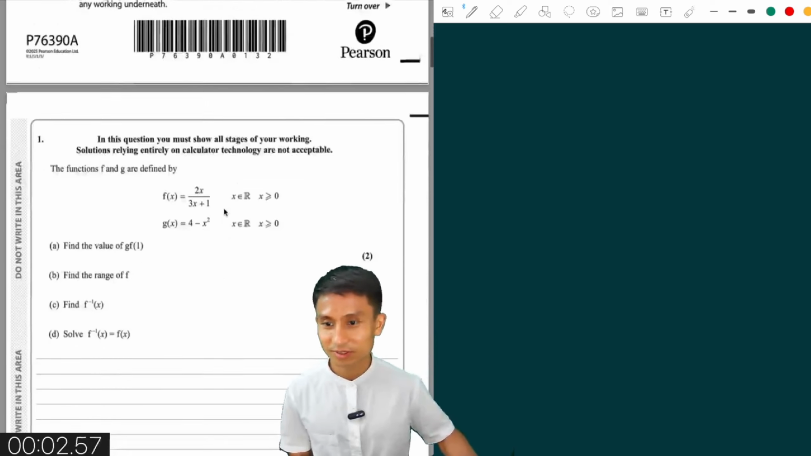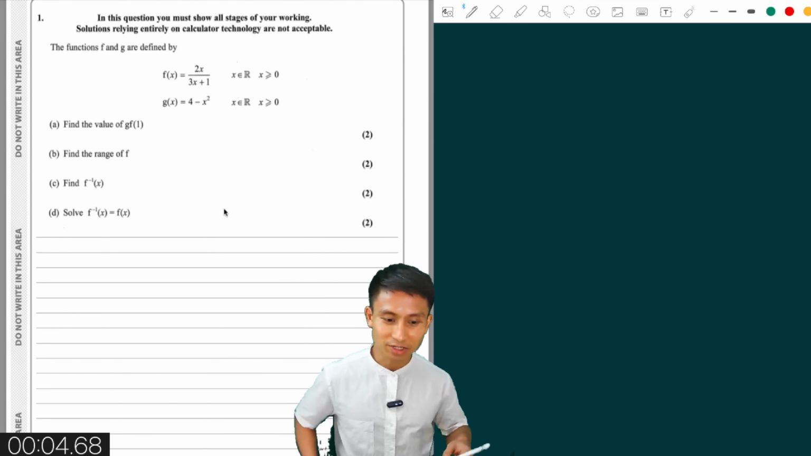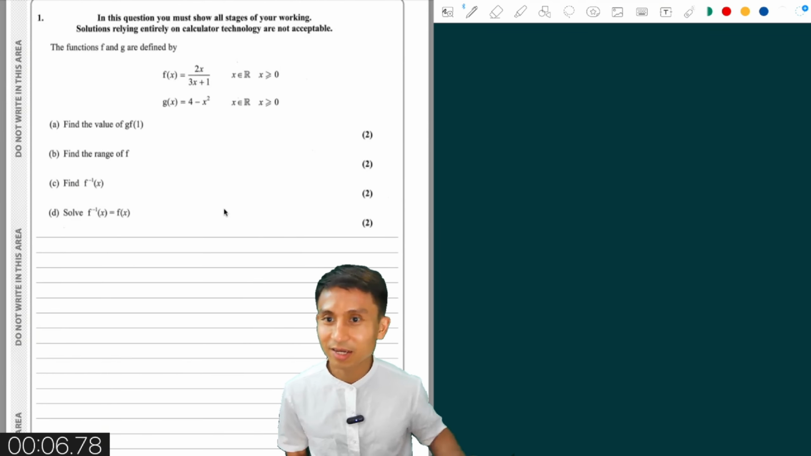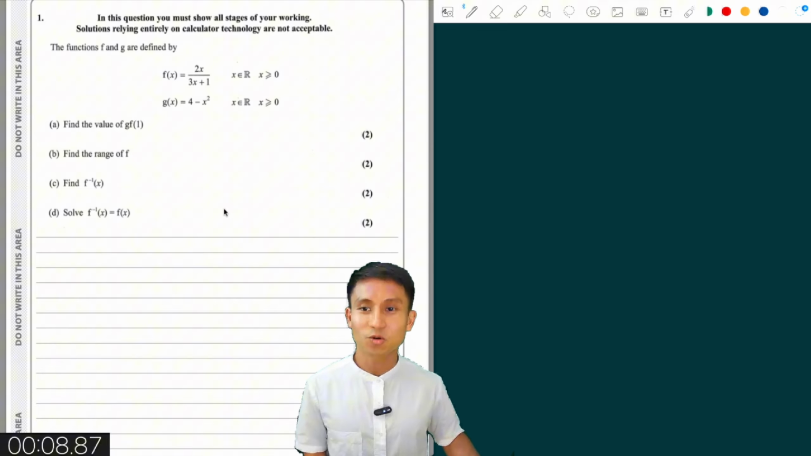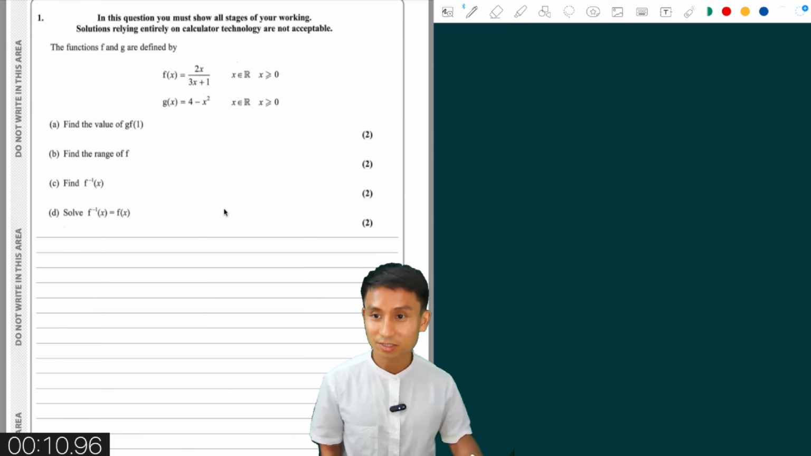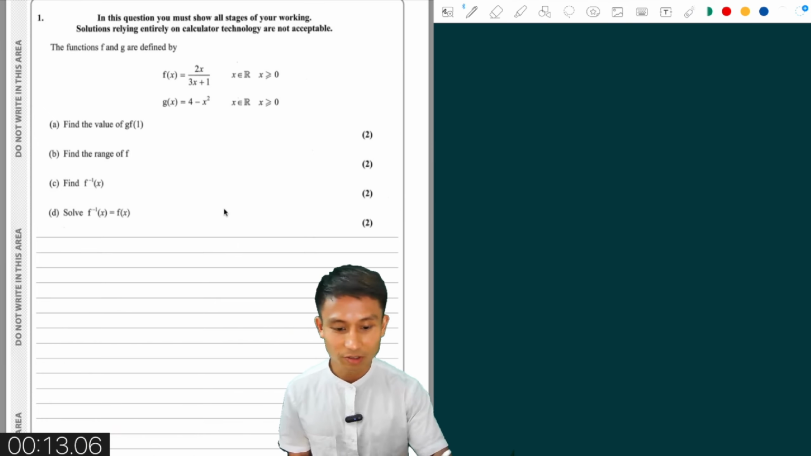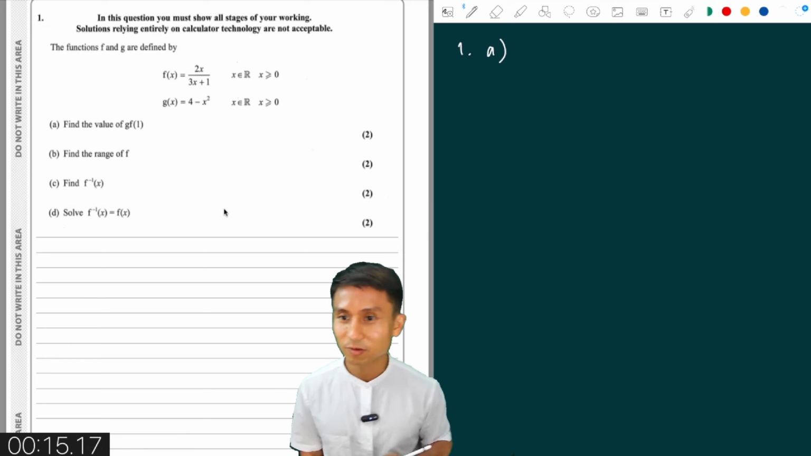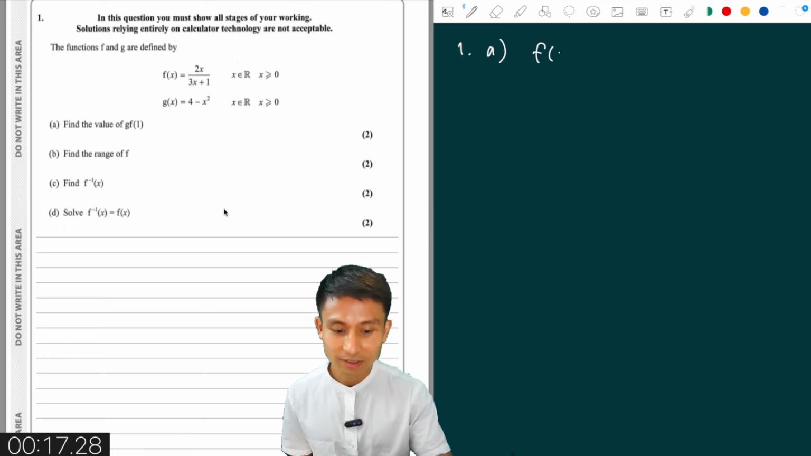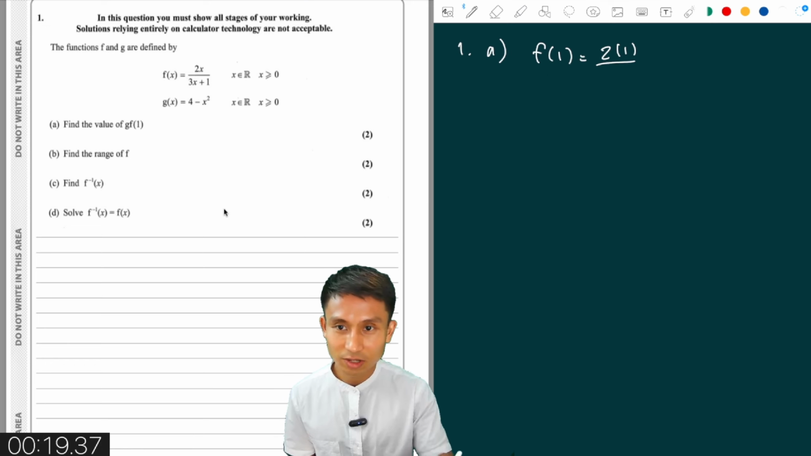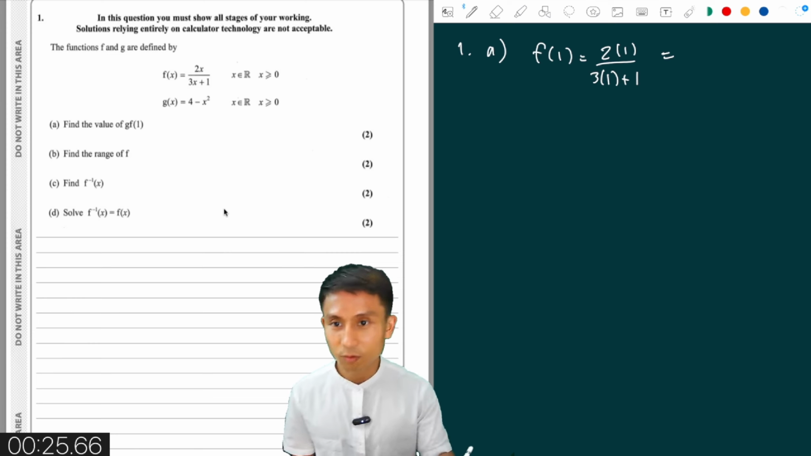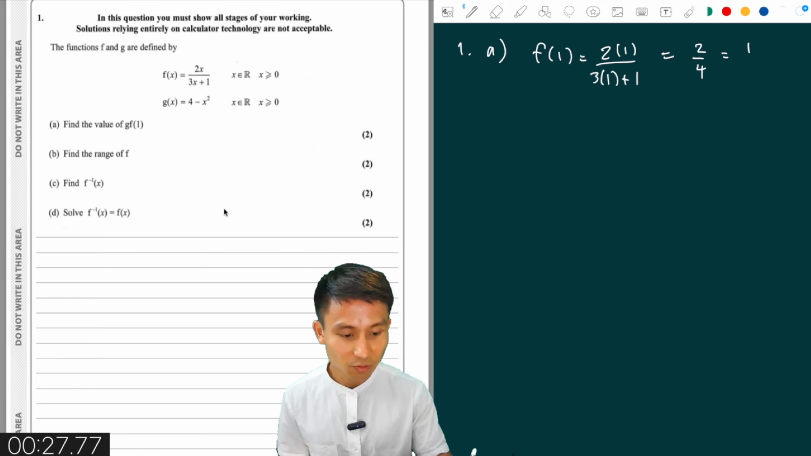Okay, here we go. Number 1, functions. f(x) equals 2x over 3x plus 1. g(x) is that. Find the value of g(f(1)). This should be fine for most people. So f(1) is just substituting 1 into the x of f(x). And this is just 2 over 4, which is 1 over 2.